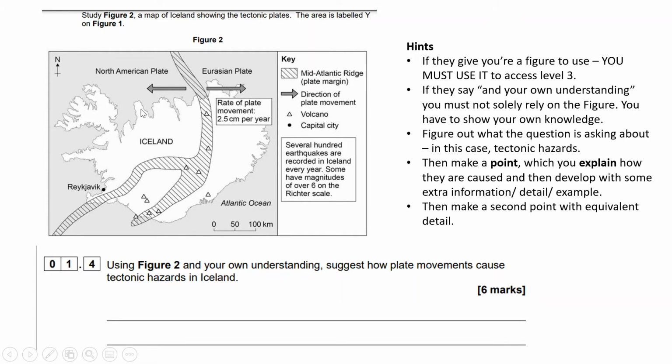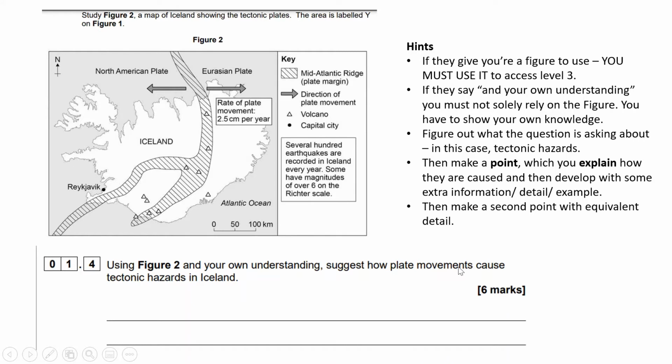But crucially, it says, and your own understanding. If you are only using this figure, because perhaps you haven't done enough revision, you are going to be limiting yourself to not getting the highest marks. You must bring in new information and new understanding in your answer. So, both things need to be used, the figure and your own understanding. Now, let's get on to the actual question.